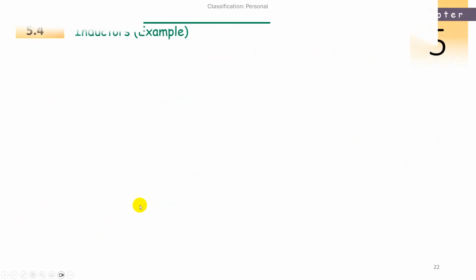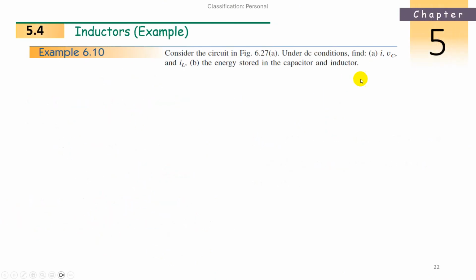Okay, next. Inductor, another example we have. Consider the circuit in the figure under DC conditions. Find I, VC, that is the voltage across the capacitor. Now here a mixed circuit is there: capacitor, inductor, and resistance also. So what we need? Voltage across the capacitor, the total current, and the inductor current. So through the inductor, what is the current? Next, the energy stored in the capacitor and inductor.